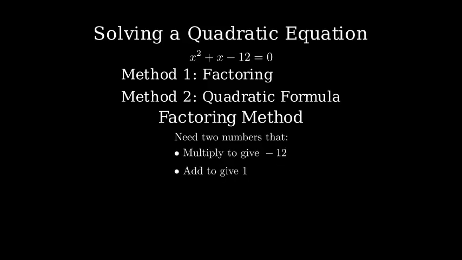and add to give us the coefficient of x, which is 1. These numbers are 4 and negative 3, since 4 times negative 3 equals negative 12, and 4 plus negative 3 equals 1. Therefore, we can factor our equation into (x + 4)(x − 3) = 0.